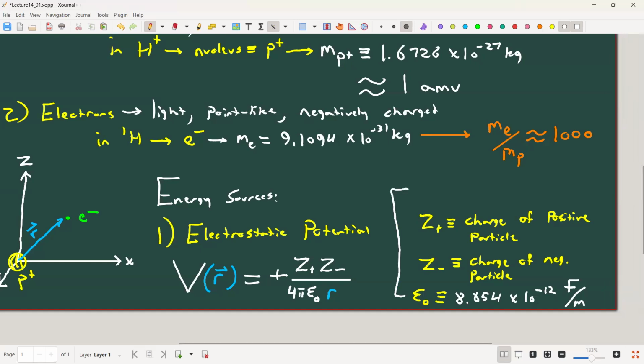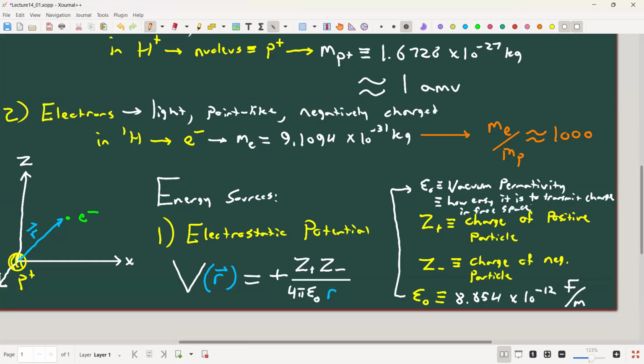I'm just going to write what this is called up here. It's what's called the vacuum permittivity. And in some sense, what it is is how easy it is to transmit charge in free space.